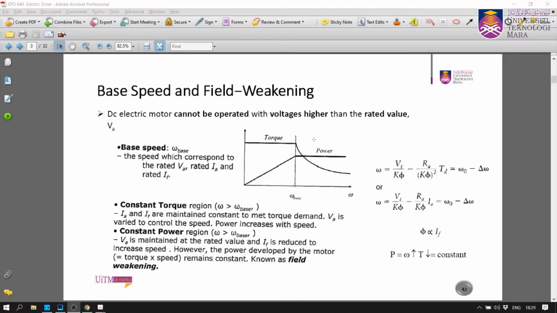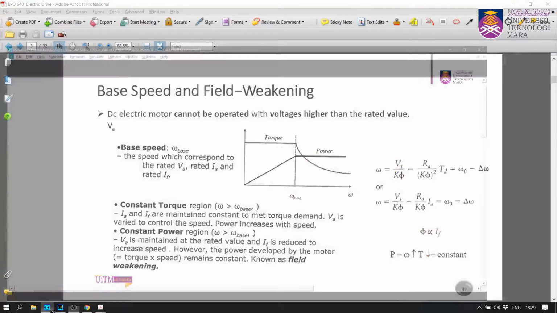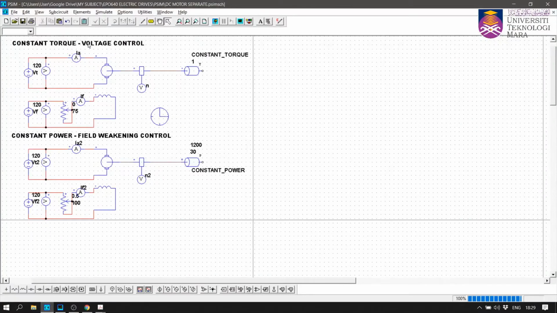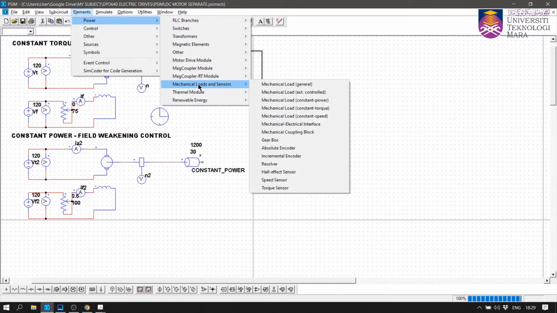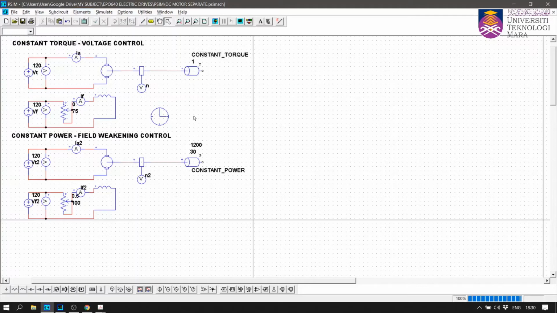So that is why we have this in the simulation just now. I have this constant torque voltage as well as constant power field weakening control. This is the mechanical load, right? If you look at the elements, go to power, there is a mechanical load and sensor. So you can have a few options. If you want a constant torque, then you use this mechanical load. If you want a constant power, then use the mechanical load here. So there are two different loads.